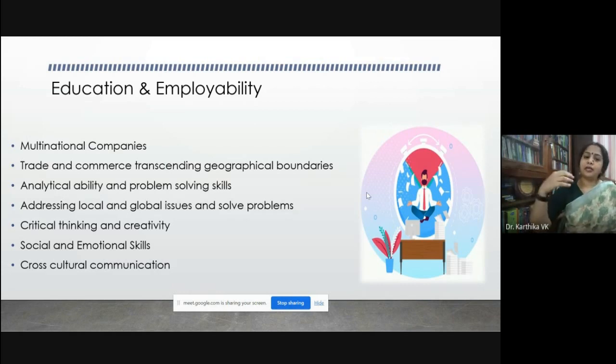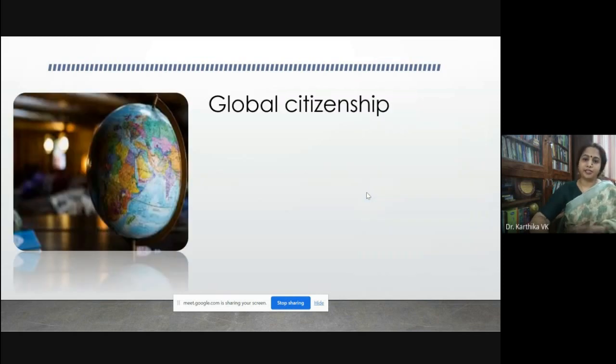So addressing local and global issues and solving problems are also part of somebody's employability skill. So it's not something that a learner has got good grades, say outstanding academic performance, but the person fails to demonstrate that social responsibility and social and emotional skills during an interview or during a group discussion. The person is not selected for that particular job. So these are all important aspects along with cross-cultural communication. So that is a premise that is closely related to what I have mentioned in the previous slide.